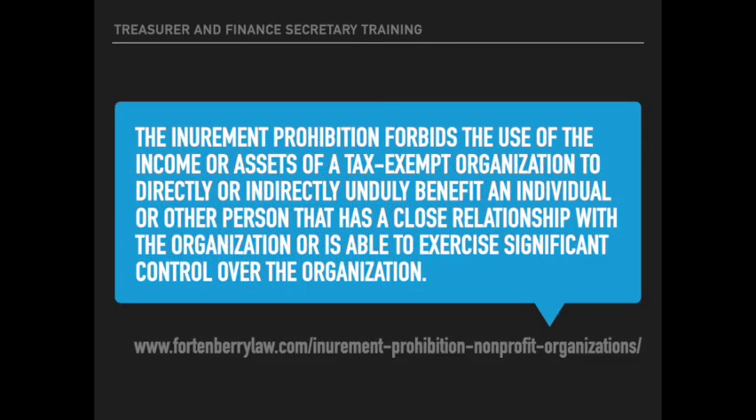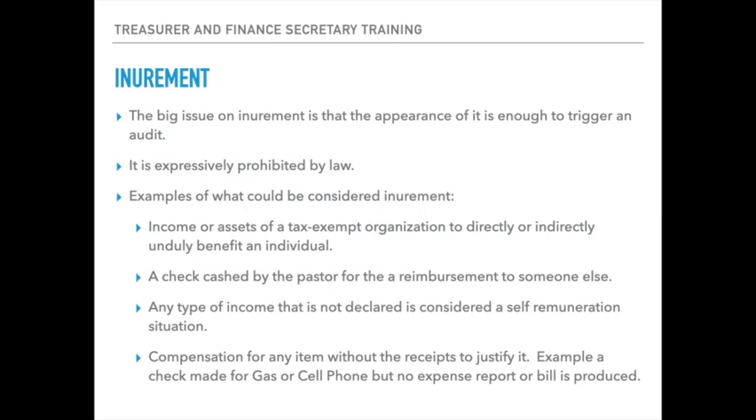who made it, and who approved it. The inurement provision forbids the use of income or assets of a tax-exempt organization to directly or indirectly unduly benefit an individual or other person that has a close relationship with the organization or is able to exercise significant control over the organization. The big issue on inurement is that the appearance of it is enough to trigger an audit. It is expressly prohibited by law.